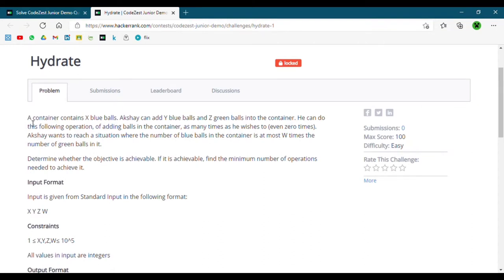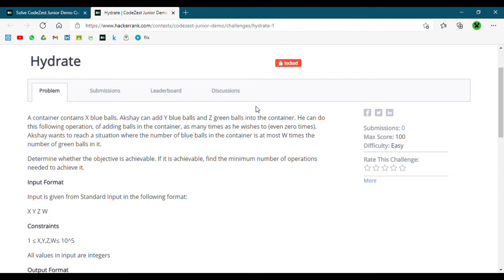A container contains X blue balls and Akshay can add Y blue balls and Z green balls into the container. He can do this operation of adding balls in the container as many times as he wishes to. And he wants to reach a situation where the number of blue balls in the container is at most W times the number of green balls in it.